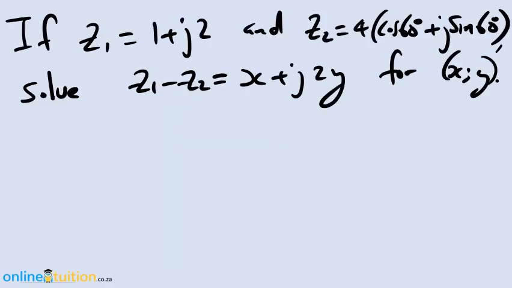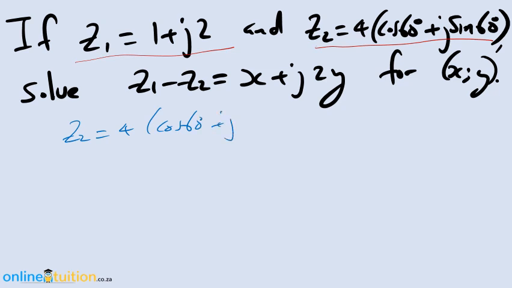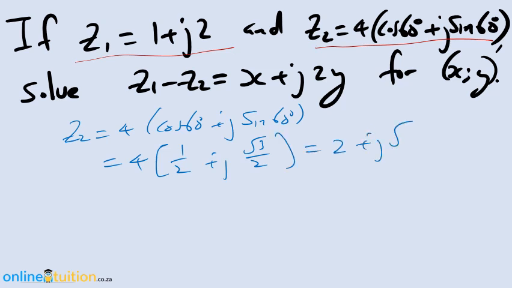Right, here's another one. If z1 is equal to 1 plus j2 and z2 is equal to 4 cos 60 plus j sine 60, solve z1 minus z2 is equal to x plus j2y. I like this question because you've got different forms, representations of the complex number here. So let's look at z2 out of interest firstly. z2, they said, is 4 cos 60 plus j sine of 60. That is pretty straightforward because cos of 60 we know is a half, sine of 60 is root 3 upon 2. Multiply the 4 in there, we're going to get 2 plus j root 3.